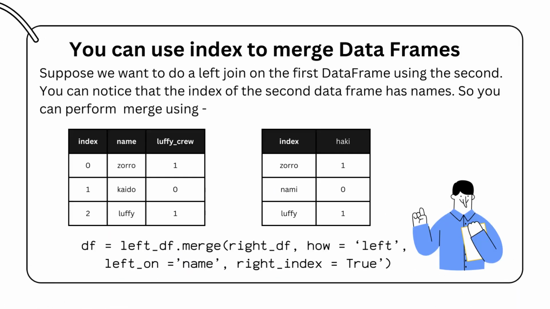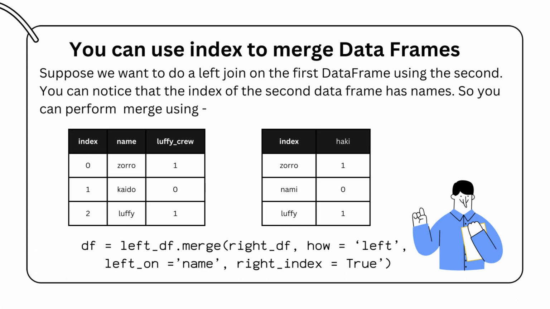And the last tip is that you can use index to merge data frames. Suppose that we have these two data frames where there is the name and the key on the left and the index is on the right, and we want to do the merge. Now you don't have to reset the index and then name it to something and then use left join with left_on equal to the same column name.